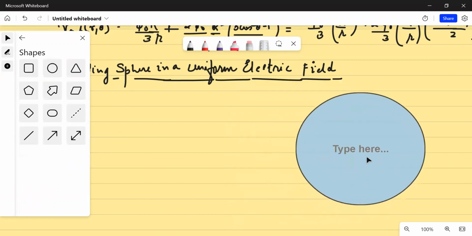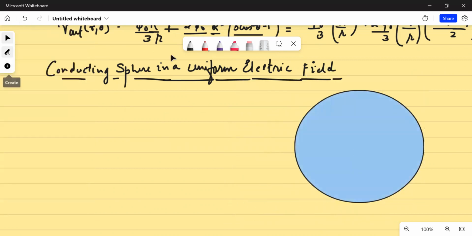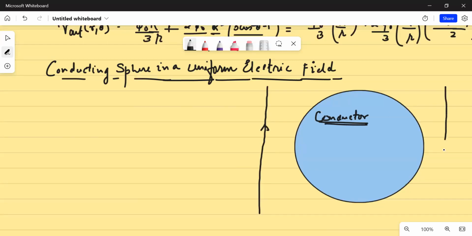Okay, so let us consider that this is our conducting sphere. I'll write uncharged conductor, and this is placed in an external electric field. So the external electric field, let us take it in the direction of Z. So this is in the Z direction. And because of the charge distribution, slightly the field will get distorted, no doubt.